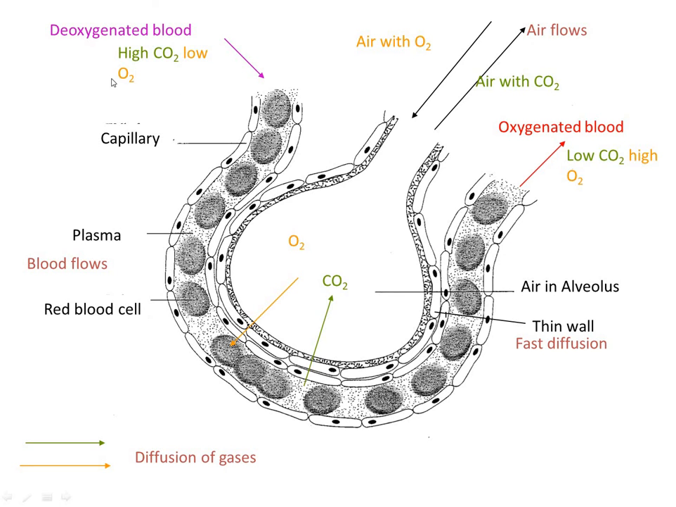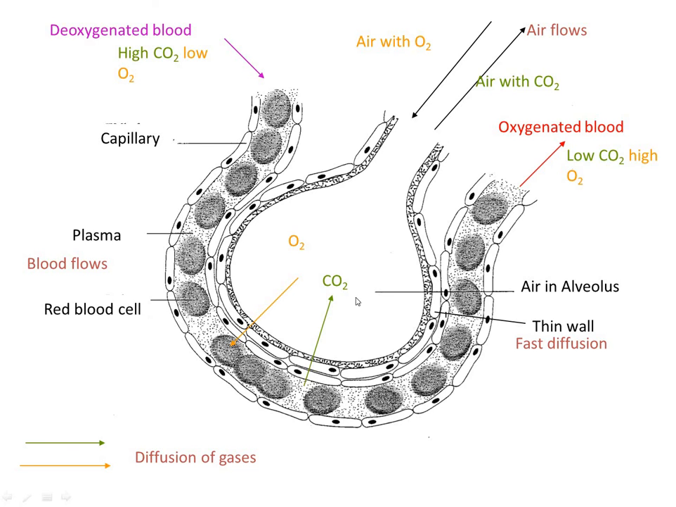As I said before, deoxygenated blood enters here from the body to the alveolus. It's high in carbon dioxide, low in oxygen, so it needs to give off the carbon dioxide to the alveolus and collect oxygen from the alveolus. So at this side, it's oxygenated. It's low in carbon dioxide but high in oxygen.